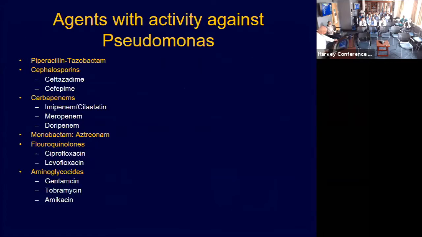So I want to talk quickly about our agents for Pseudomonas in general. What are our workhorses? As much as I make fun of how much you guys use piptazo, if you are concerned about Pseudomonas at Georgetown, piptazo is not a terrible empiric therapy. They're all about 77 to 80%. The fourth generation cefepime has activity. We even have a third generation ceftazidime that has activity against Pseudomonas. The carbapenems, again, are all your general workhorses.